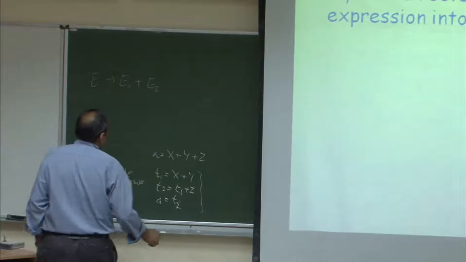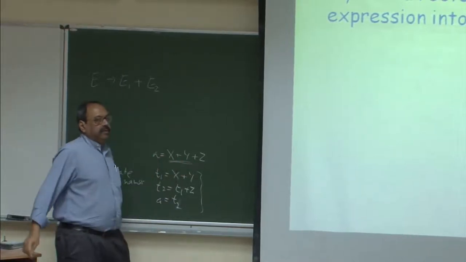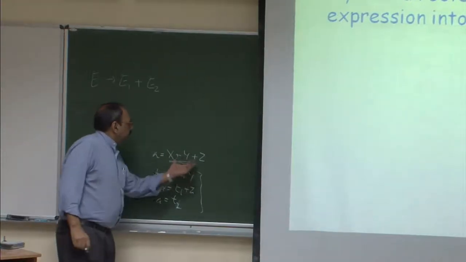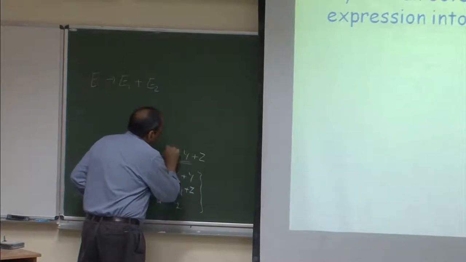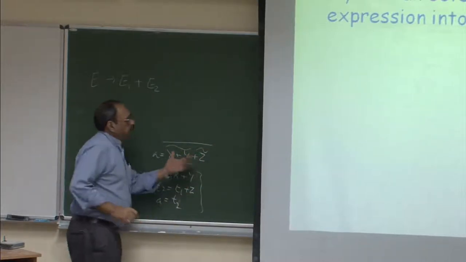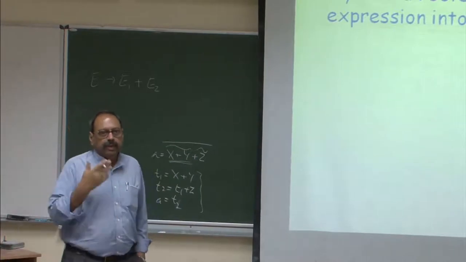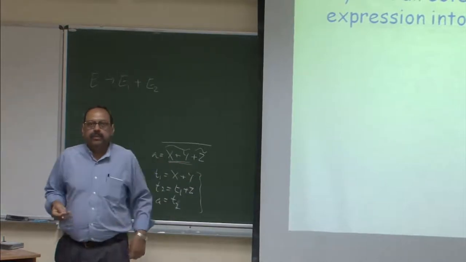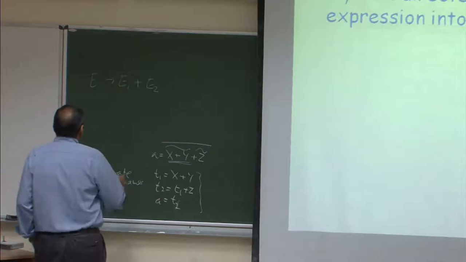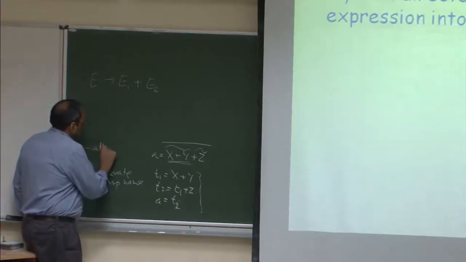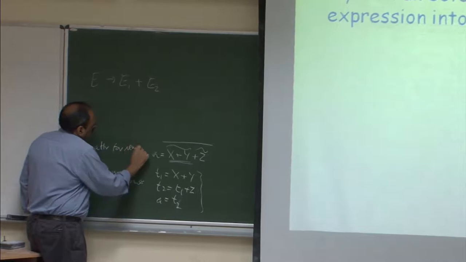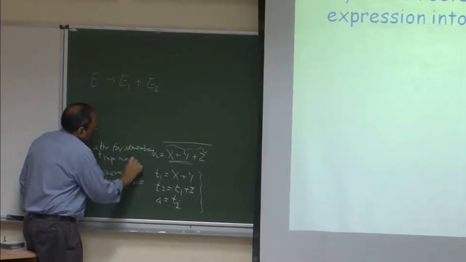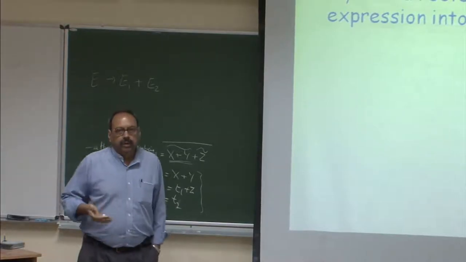Second thing, when I parse this particular string, which is x plus y, I'm going to put it in a temporary name, and then when I parse this and this together, I'm going to put that value into another temporary name. That means I must remember where each of these expressions is being stored. So that is the temporary name I must remember, and therefore I must also have some attribute for it, otherwise I'll not be able to generate code.